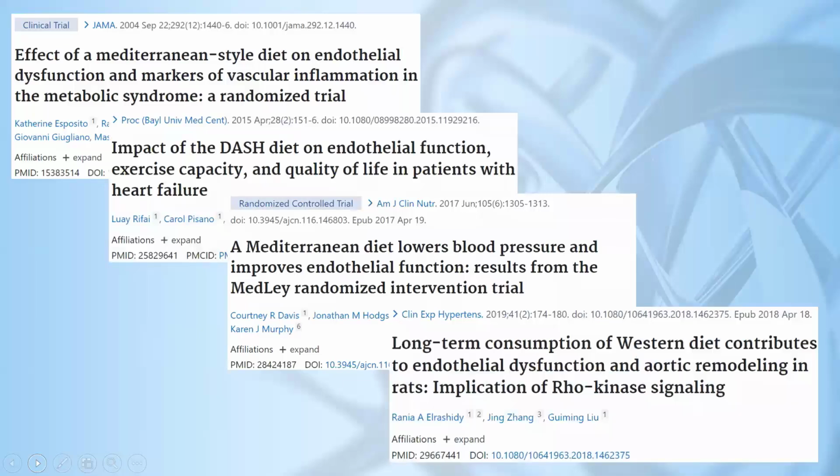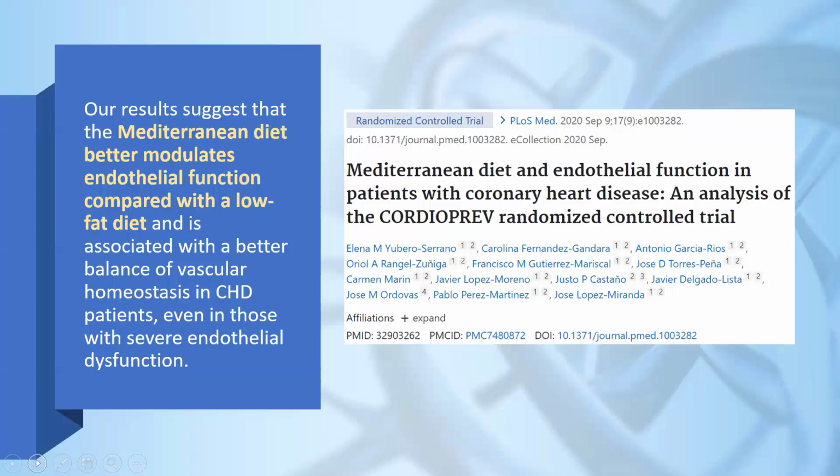Western diet patterns, the ones with high refined carbohydrates, with a lot of sugars, inflammatory sugars, processed foods. We know that this type of diet pattern increases our risk for cardiovascular, cardiometabolic disease, and just poor health in general. This RCT compared the Mediterranean diet with a low fat diet. And it found that the Mediterranean diet modulates endothelial function better, even in those with severe endothelial dysfunction already.